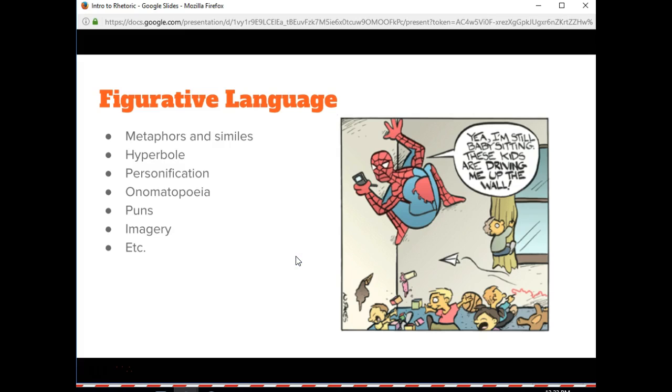All right. So on your chart, write down figurative language. We've been over figurative language. Figurative language is when you understand something, but it's not literal. So if we look at the comic, Spider-Man is up on the wall and he says, "Yeah, I'm still babysitting. These kids are driving me up the wall." Is he literally being driven up the wall? No. But if you say, you guys are driving me up the wall, you're not making me go up the wall. You're making me crazy. It's figurative language.